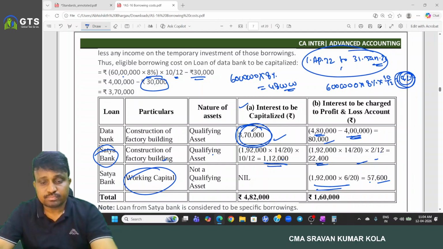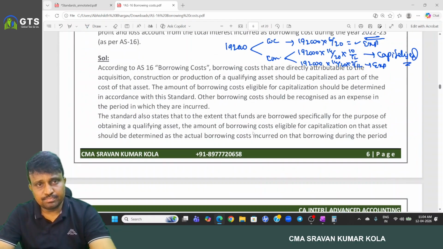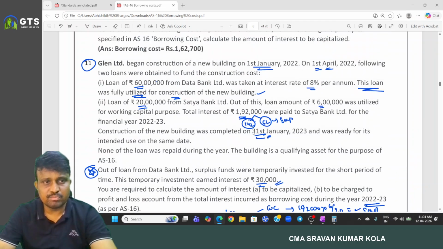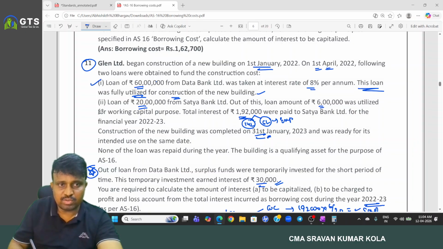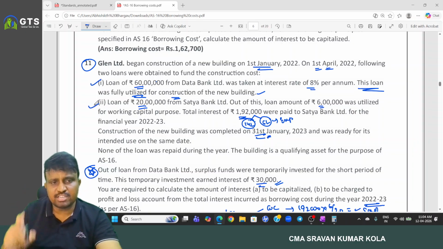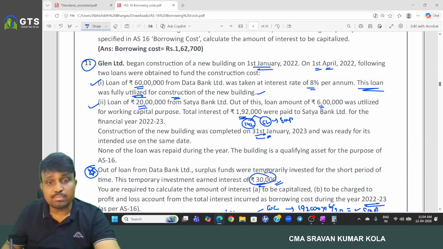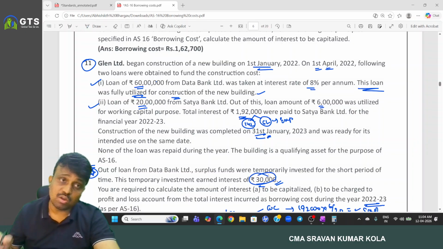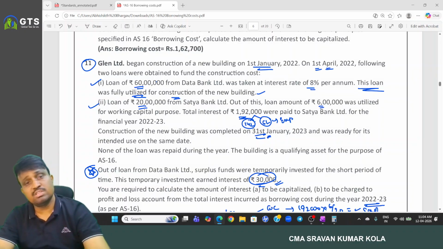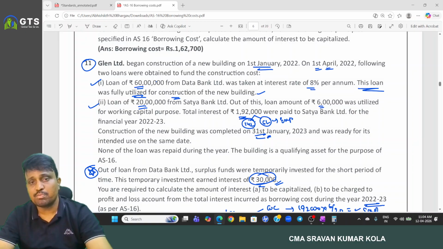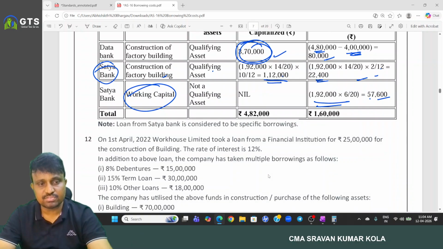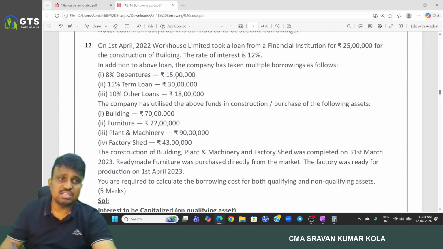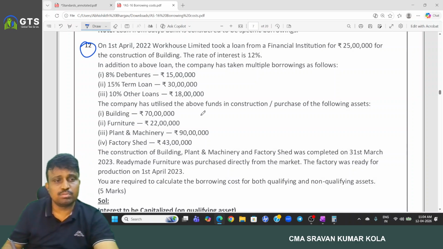And this is one of the important problems. We have specific borrowing and general borrowing, and temporary investment income is there. But out of the current year's total 12 months, we didn't consider all of them. Only up to the date when the asset was completed, till that date only we have to consider. That's what the 10 months is. And this is also one of the important problems.